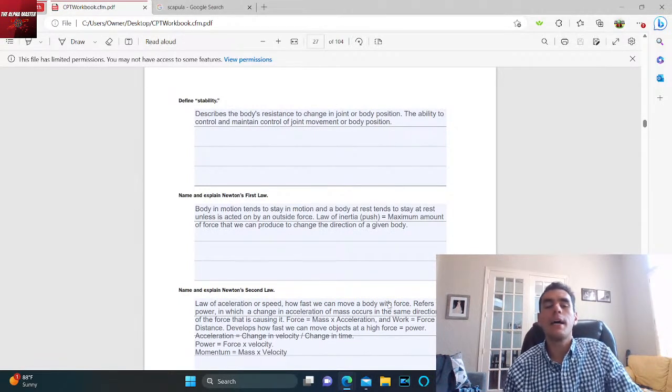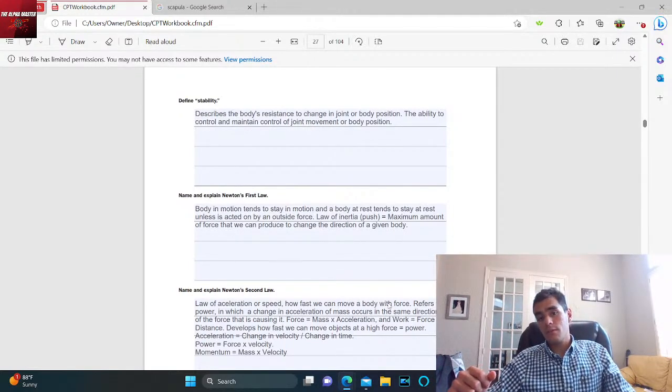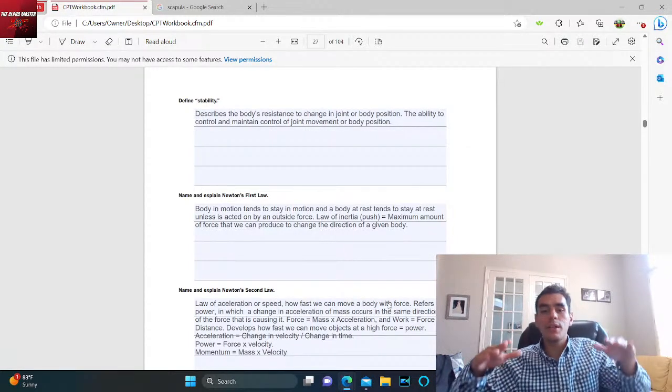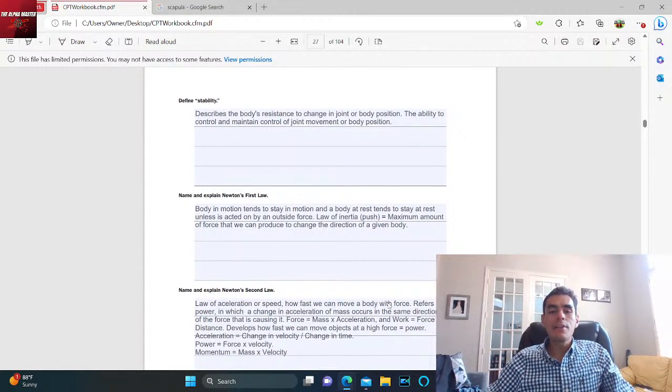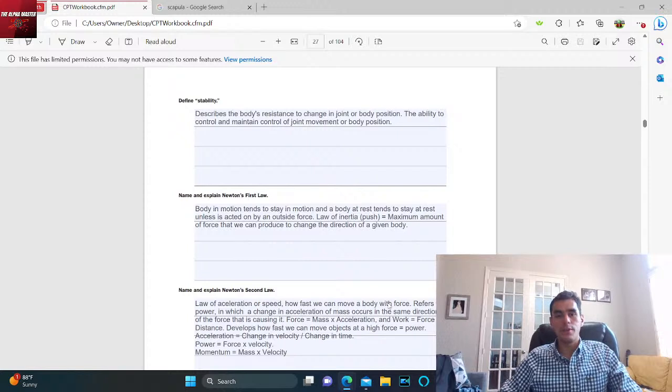And in here, name and explain Newton's first law. A body in motion tends to stay in motion, and a body at rest tends to stay at rest unless it is acted on by an outside force. Law of inertia.